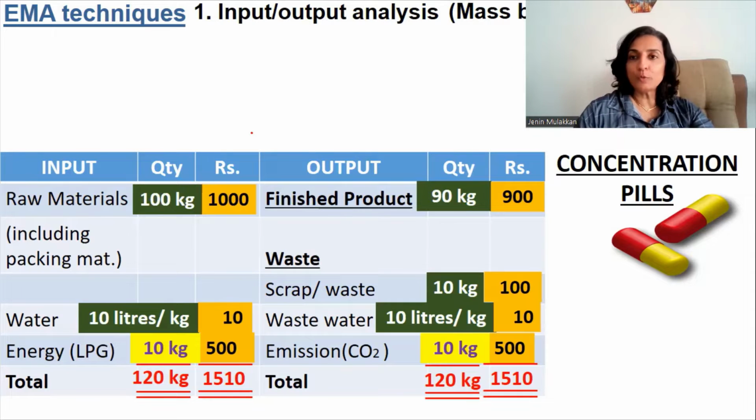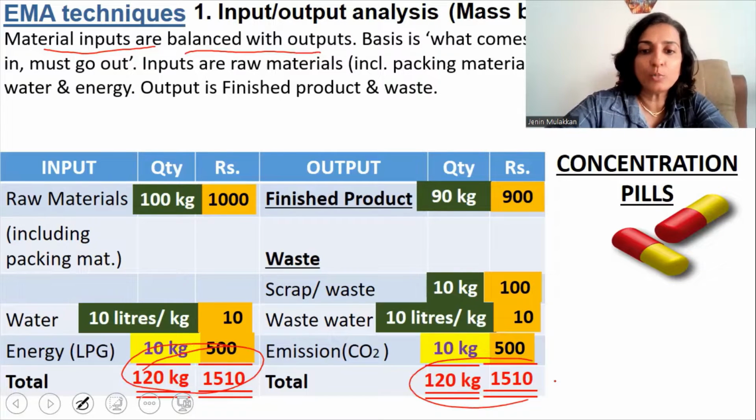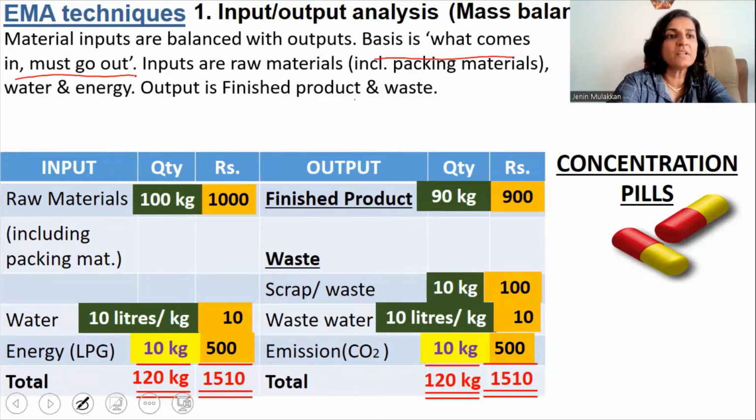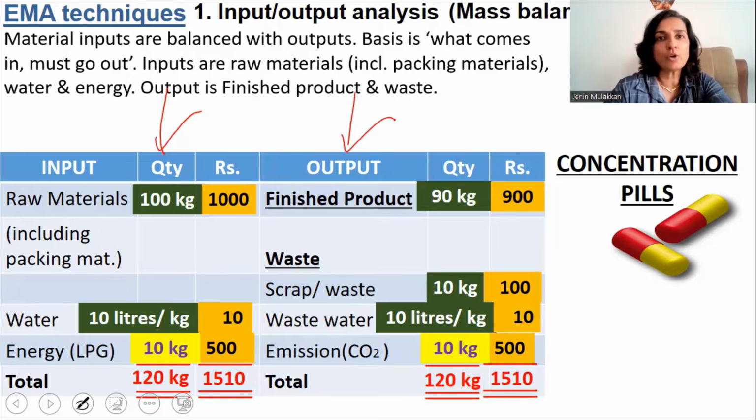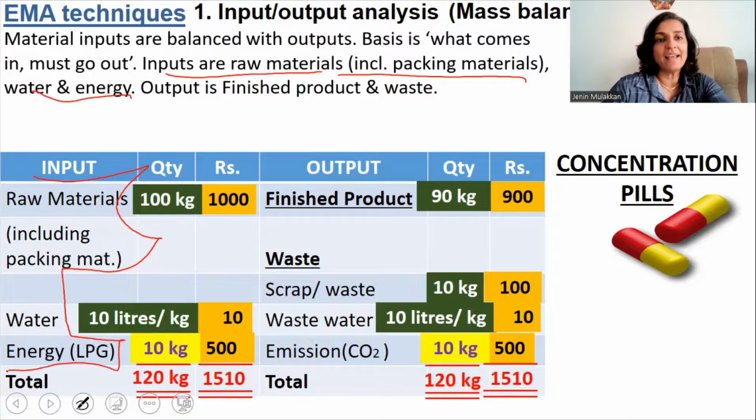So let's make a note of what we just did. Material inputs are balanced with outputs. See, the input and the output column is perfectly balanced. Basis is what comes in must go out. So whatever is coming in the input column will appear in the output column as well. Now, inputs are raw materials, including the packing materials, water, and energy. So here we have the raw materials, including the packing materials, water, and energy. And output is the finished product and the waste.